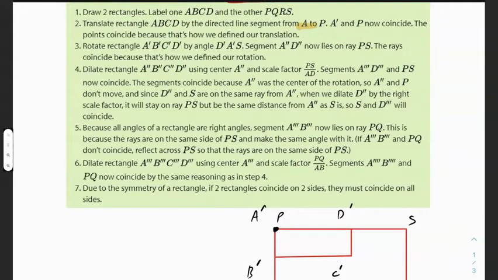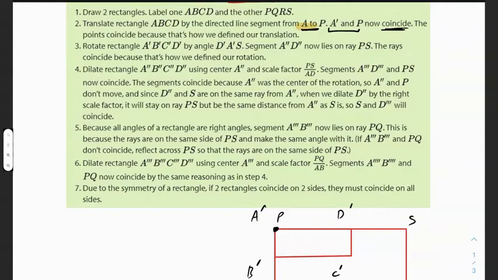Okay, and now P, A prime and P prime coincide. That means they're existing in the same space in time. The points coincide because they're defined that way in the translation. What he's saying is we moved from A to P, so of course A prime and P are going to coincide.